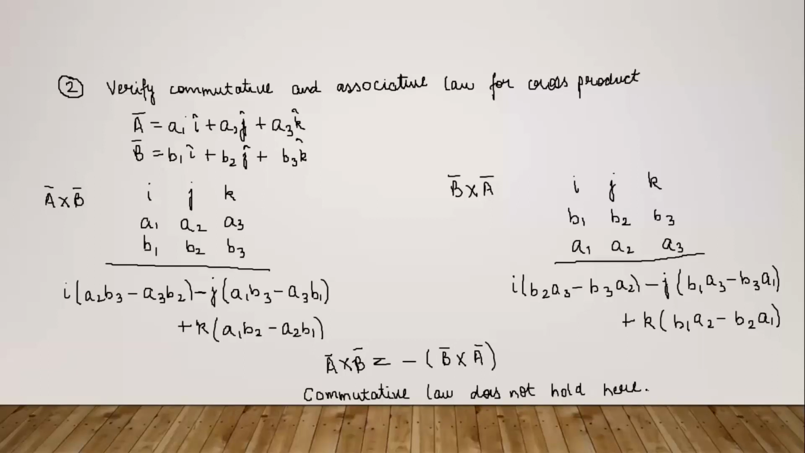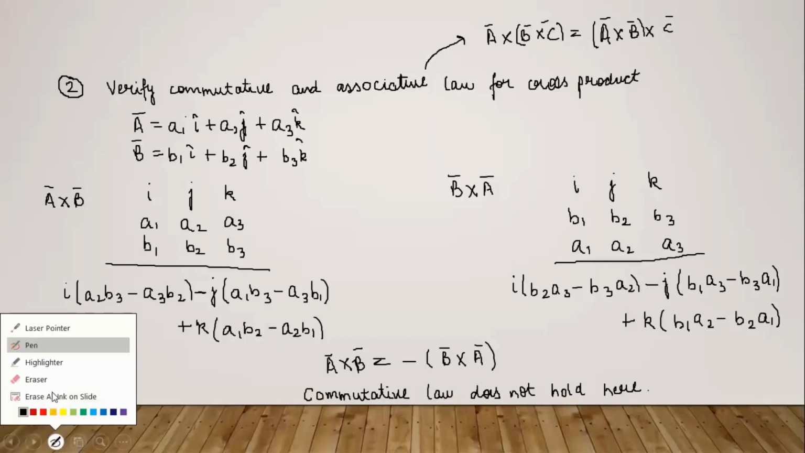Now for the associative law, I want you all to derive and verify the associative law, similarly as we have done before. In case you don't know what the associative law is, for the cross product it would be A cross B cross C. This is the associative law. First you calculate the LHS expression, then you calculate the RHS expression and match the results. If the expressions are exactly equal, then the associative law holds, otherwise it does not.